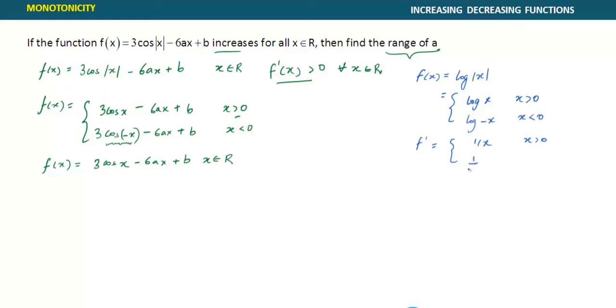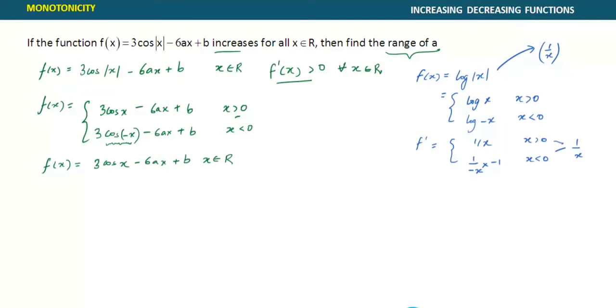So it will be 1 upon minus x, and by applying chain rule you will also get a minus 1. So this is for x less than 0, and you can see that the derivative for both of them is the same, that is 1 by x. So the derivative of log of modulus x is 1 by x. You can remember this to speed up your calculations, because this is another very famous problem that is being asked day to day.